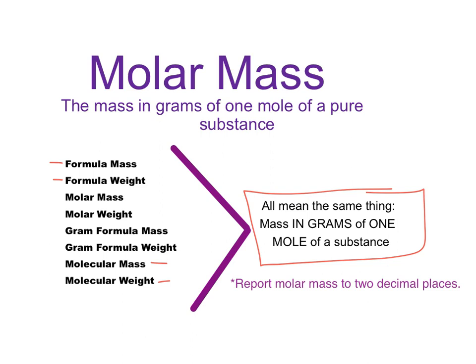Now, molar masses can be reported to any number of sig figs. To keep things simple in this class, we're going to report them to 2 decimal places just because that's how they're reported on our periodic tables. That way we all match. So if you're using an outside source, be sure you report your answer to 2 decimal places.